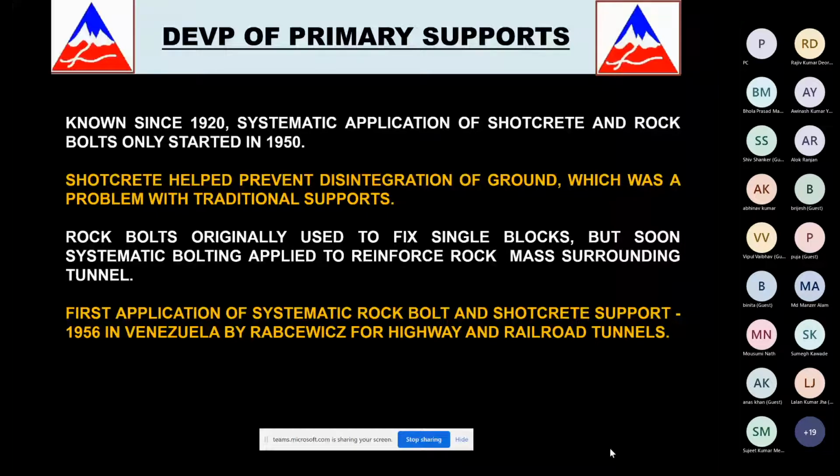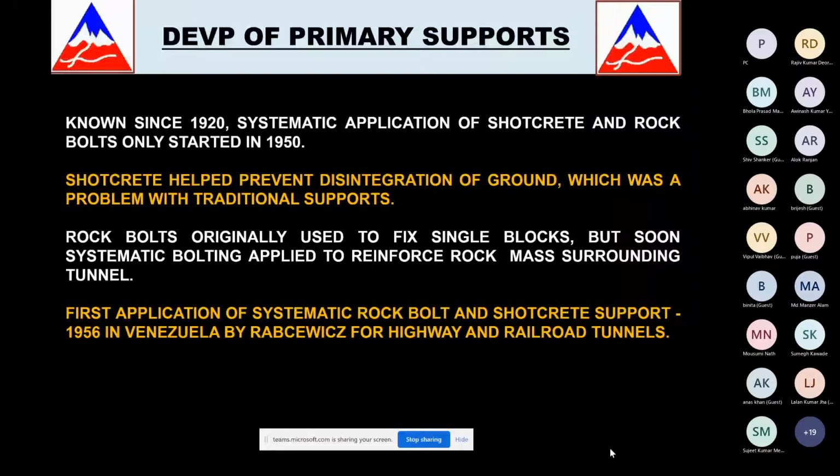rock bolts. Originally they used to be fixed singly, but soon systematic bolting came into place. Systematic is nothing but doing a series of rock bolts in such a fashion that the grout curtains interact with each other. Every rock bolt will have a small arch, and that arch will interact with the arch of the adjacent rock bolt, and a kind of complete false arch is made on top of the underground opening, so that it can be given strength.